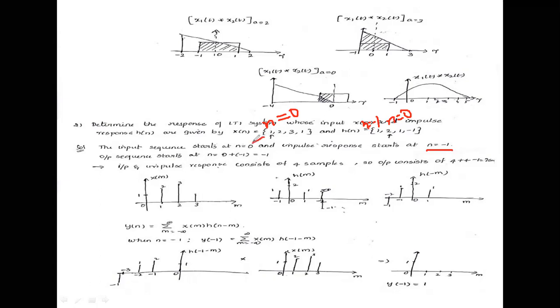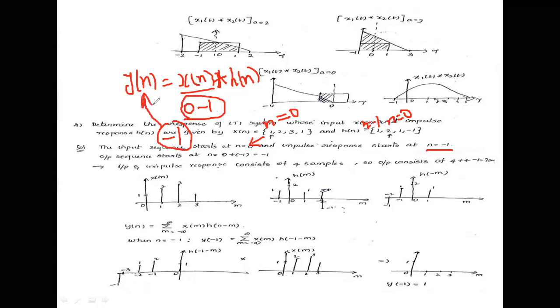Whatever the leftmost indices are, we call them the left indices of x of n, because y of n is x of n convolved with h of n. What is the leftmost index? The lowest value for x of n is 0, and the lowest value for h of n is minus 1. The sum of these is the lowest value of y of n. So minus 1 is the lowest value for y of n.